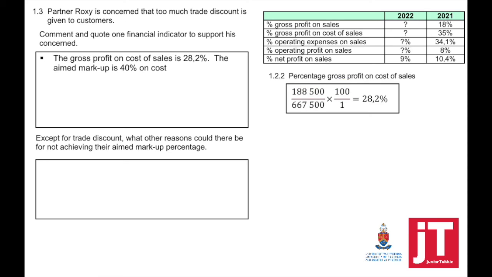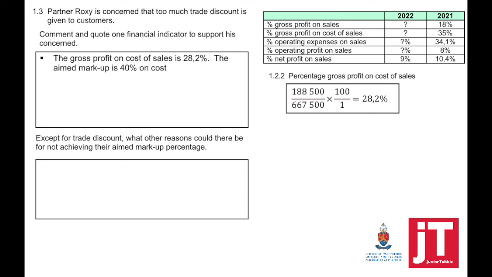If we look at the percentage gross profit on cost of sales, we've only managed 28.2%, which means now I need to compare the percentage gross profit on cost of sales to our markup percentage, 40%, to see have we achieved it or not. That's the first thing that I'm commenting on. Then I can comment on from last year to this year. Has there been an improvement or not? Make sure that you indicate the trend and you quote your figures.